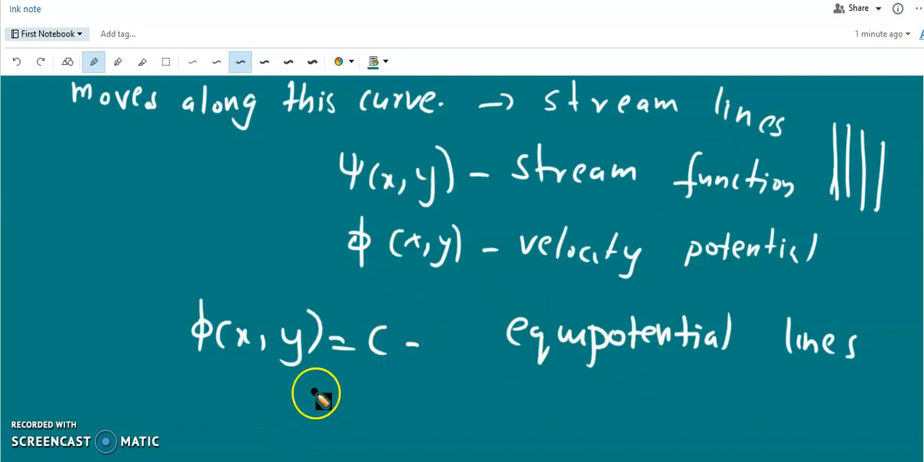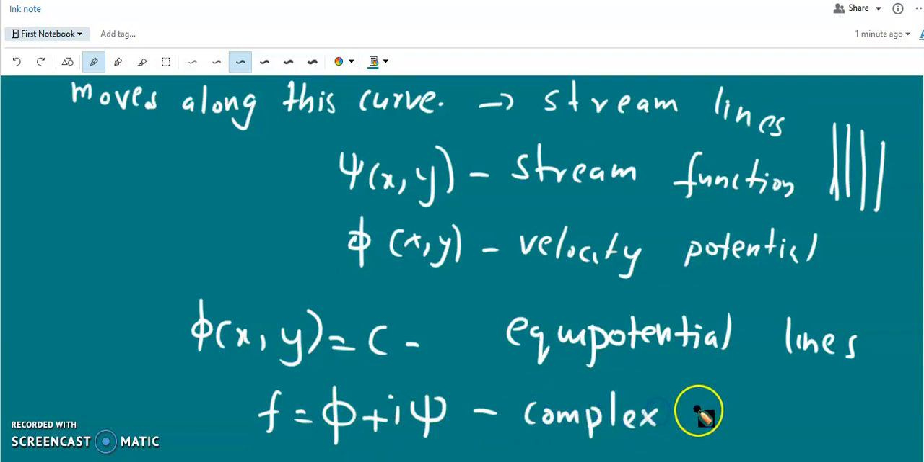And the stream function and the velocity potential together form an analytic function f equal to phi plus i psi. So they are the real and imaginary parts of the analytic function, and this function is called the complex potential. The real part of the complex potential is the velocity potential, and the imaginary part is the stream function. These streamlines are imaginary lines. They are not actual lines.